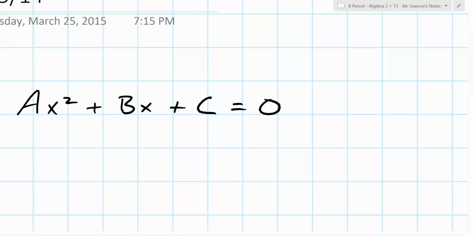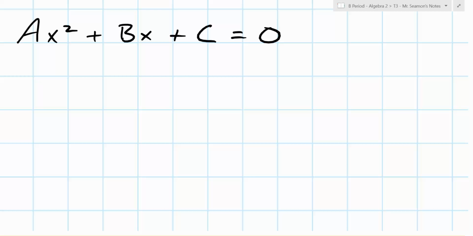I wrote this down: ax squared plus bx plus c equals 0. What could this represent right here? That's a quadratic. Let's go bigger. Which quadratic equation could it represent?